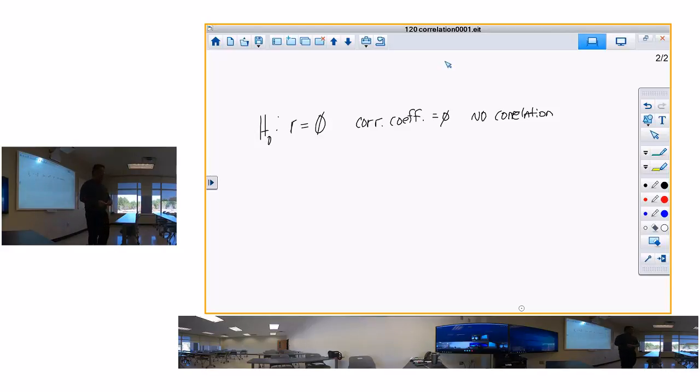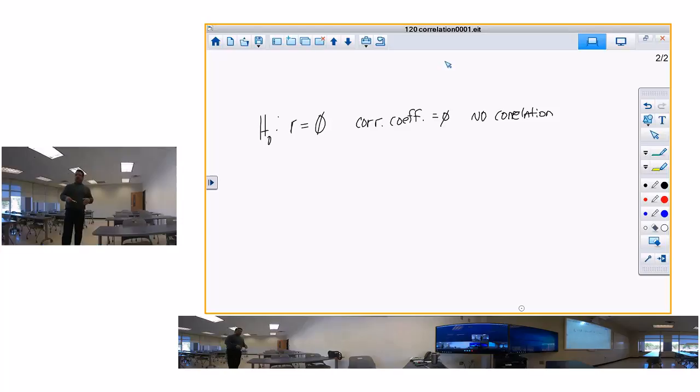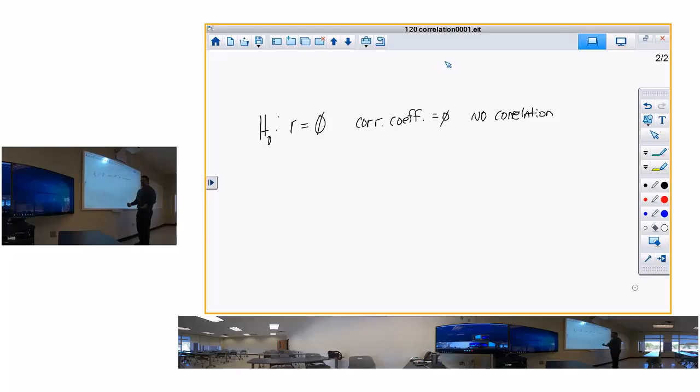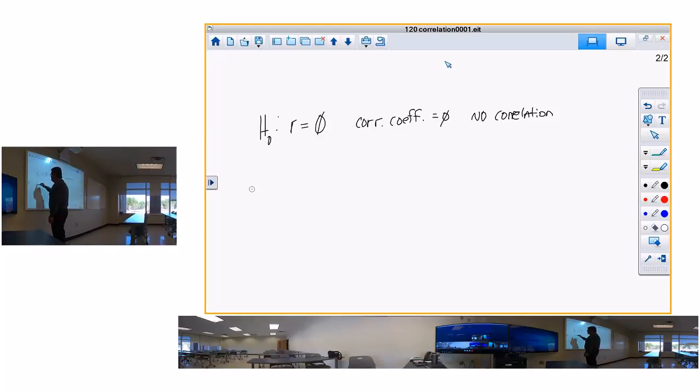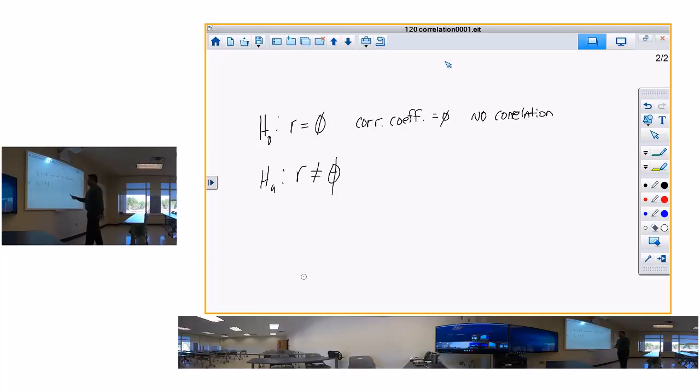What's the opposite of guilty? Not guilty. What's the complement of 1? 0. What's the complement of yes? No. What's the complement of true? False. What's the complement of guilty? Not guilty. I can't think of any more right now. But so the alternative hypothesis of R equal to 0 is R not equal to 0. Okay, so you just put over here the correlation coefficient.